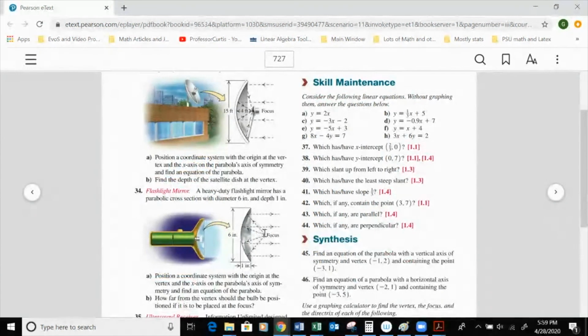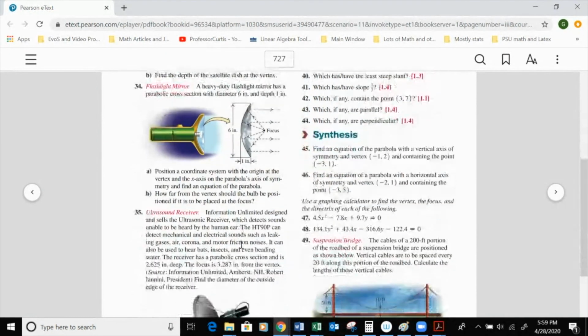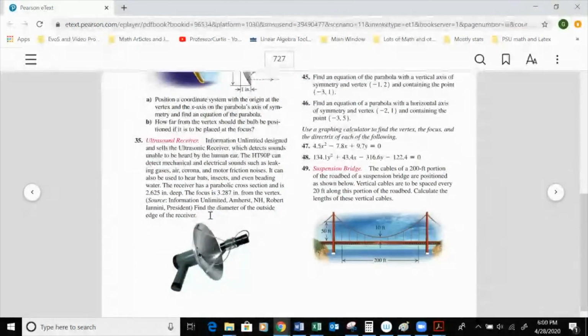Similarly, with a flashlight mirror, here's the focus. Then the directrix has to be on the other side. Here they tell you what the diameter is, and they tell you what the depth is, and you can do these if you needed to. And lots of applications.